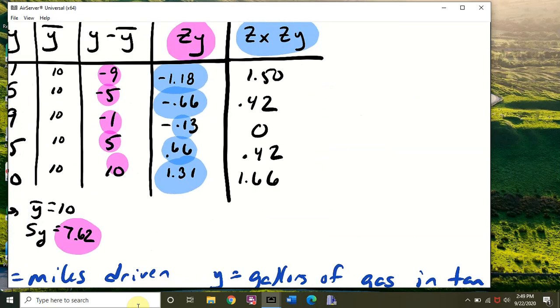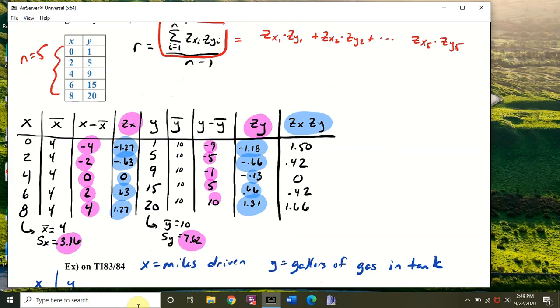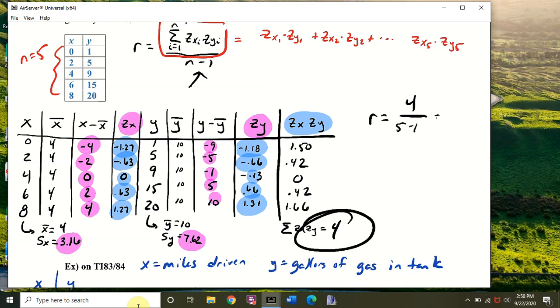And now what we want to do is find the sum of that. That's what that summation symbol means. So I'm just going to put a summation symbol down at the bottom here. And if we add those together, 1.5 plus 0.42 plus 0.42 plus 1.66, I am getting the number 4. Okay? And so now to compute the R value, basically R is going to be that sum, this guy right here, divided by n minus 1. And we get an R value of basically 1, which is indicative that these dots basically form a straight line.